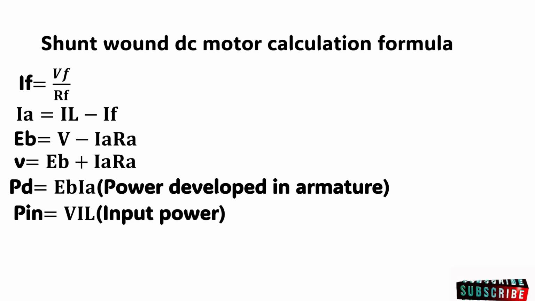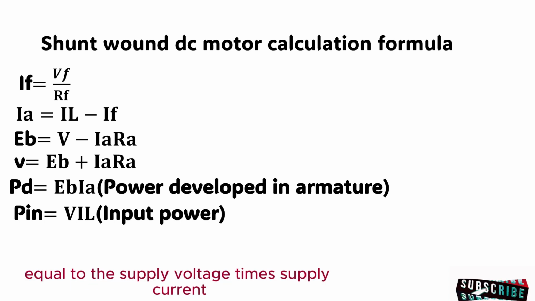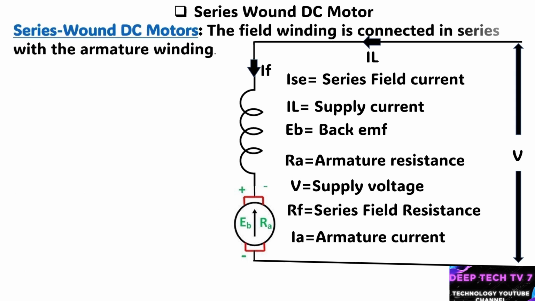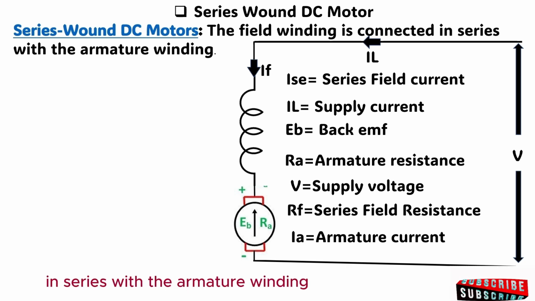Supply power or power input equals the supply voltage times supply current. Series wound DC motor: the field winding is connected in series with the armature winding.